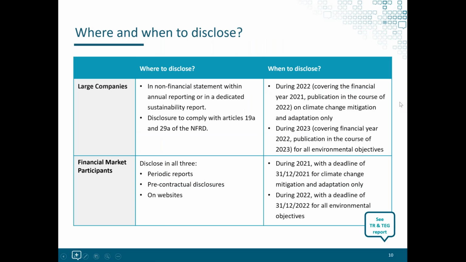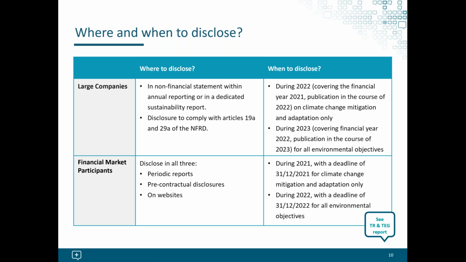So next we turn to where and when to disclose. Large companies must make their disclosures within their non-financial statements or in a dedicated sustainability report over the course of 2022 for climate change mitigation and adaptation, covering the financial year of 2021, and all the remaining objectives should then be covered in the following year's annual report.